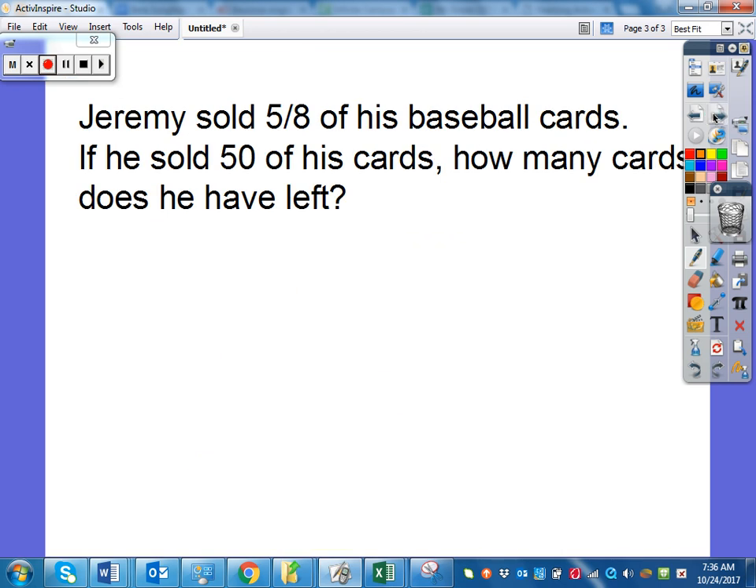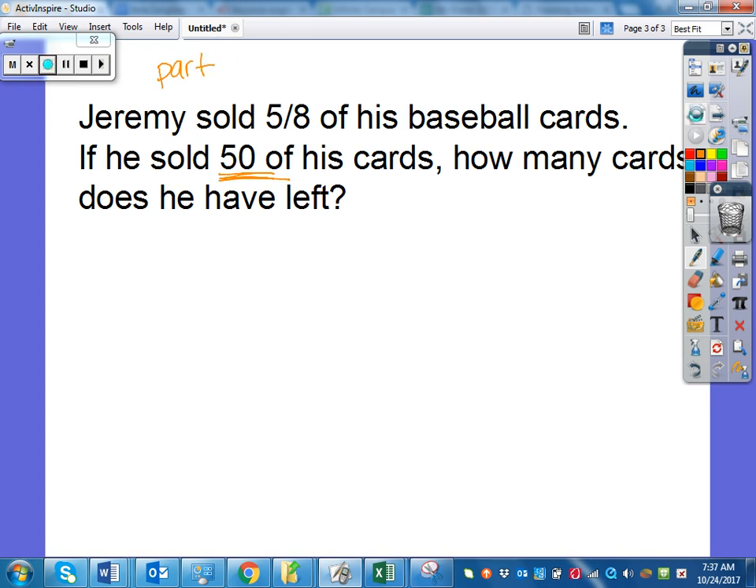I have one more sample question. Jeremy sold 5/8 of his baseball cards. If he sold 50 of his cards, how many cards does he have left? Now, this is a slightly different problem. This number right here is not the total number of cards he started with, but the part of cards that he sold. Okay, so in this problem, they're giving you the part.